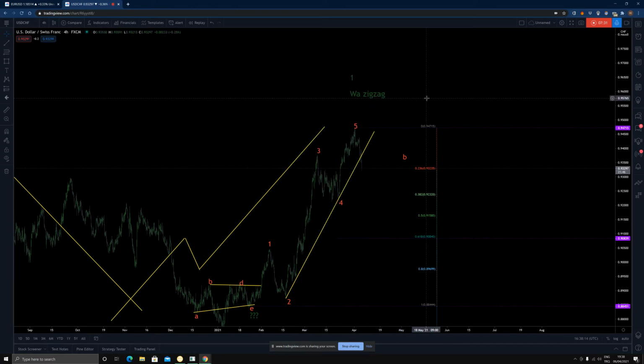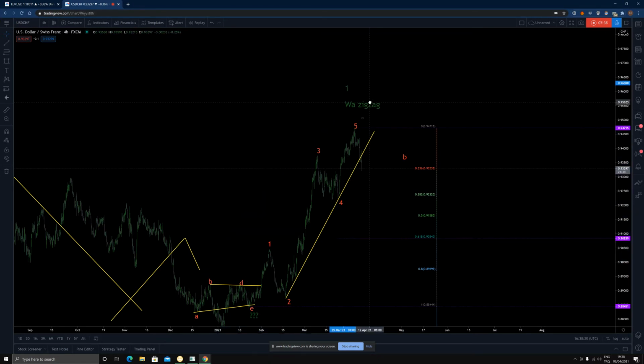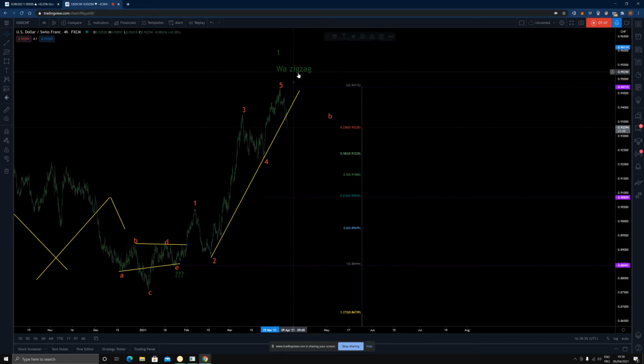So this is what I have now. If you're right about where we started counting, so if this is a reversal pattern, this is what's going on. We either have the first wave or wave A. If we have this impulsive move as a first wave, this is a solution.